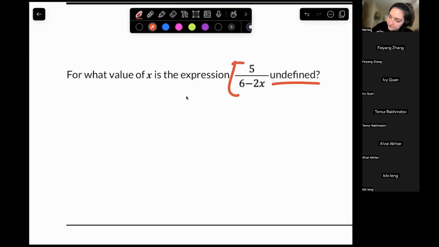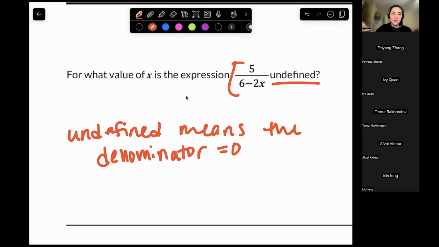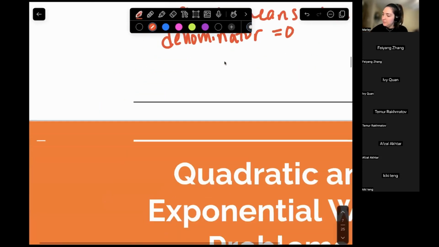So undefined means the denominator would have been 0, which we don't want. We do not want our denominator ever really to be 0. Okay.